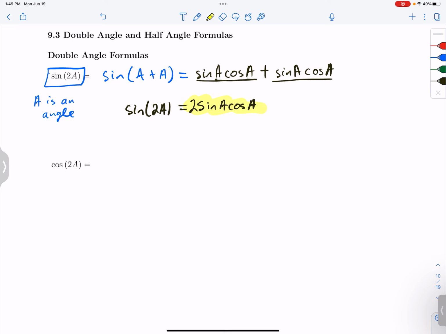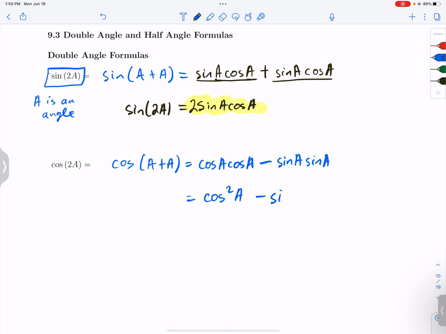All right, we have a similar identity for cosine, the double angle for cosine. And let's derive this in the same way. Now, the sum formula for cosine is cosine of the first times cosine of the second. We reverse the operation, minus sine of the first times sine of the second, but they're both a. So this is cosine squared of a minus sine squared of a. So this is one of the forms of the double angle for cosine.